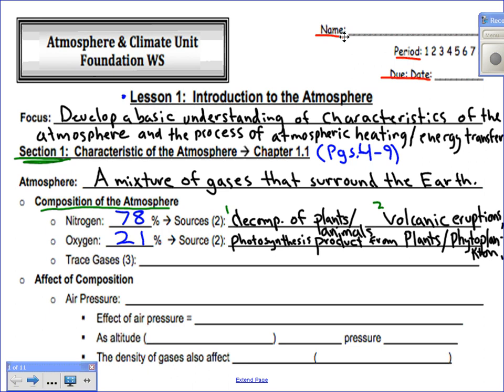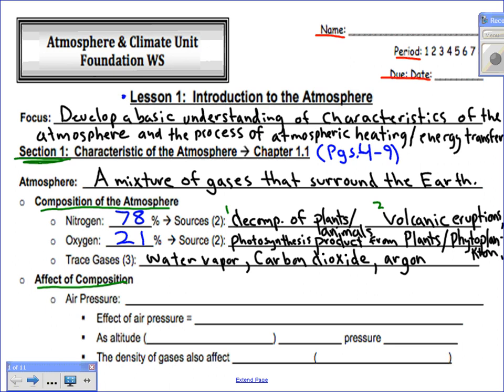Now the trace gases that make up the atmosphere include water vapor, carbon dioxide, and argon, a noble gas. These are trace elements that are found in our atmosphere. Okay, trace gases. So, what is the effect of this composition? Well, what we'll do is quickly point this out.